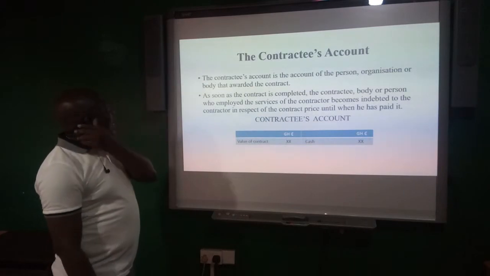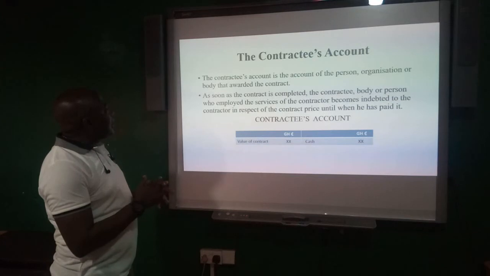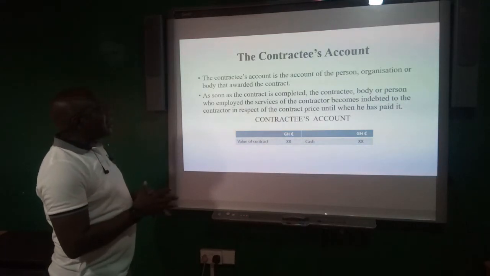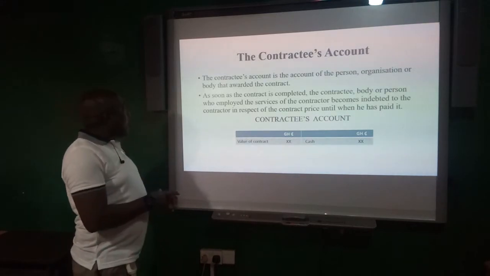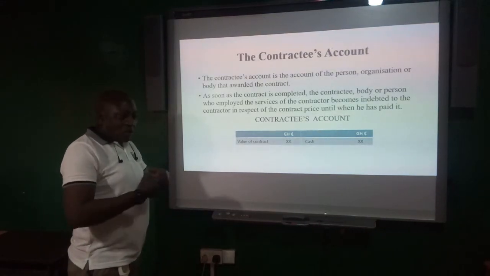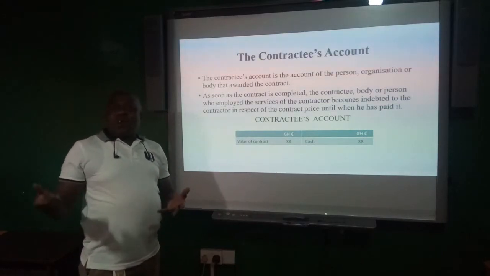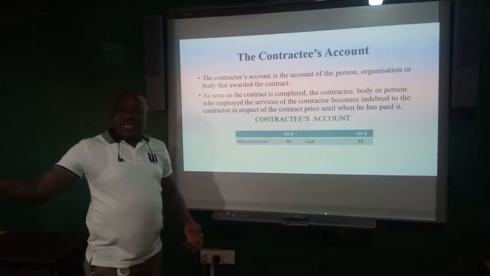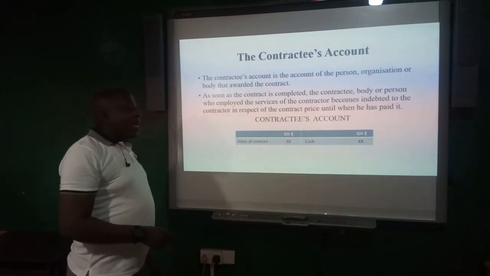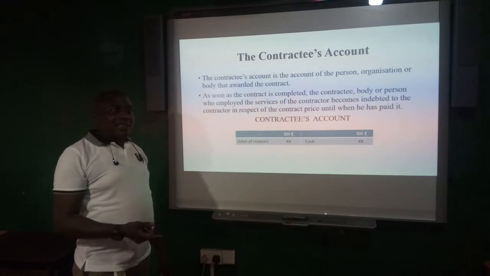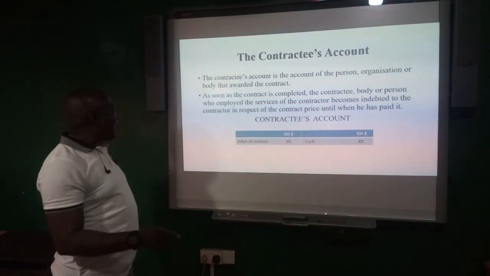And we have another account which is called the contractee's account. The contractee's account is the account of the person, organization or body that awarded the contract. For example, the one that was built recently, the Nana Akufo-Addo's block in front of it, is a contract awarded by the government. So here the contractee is the government.